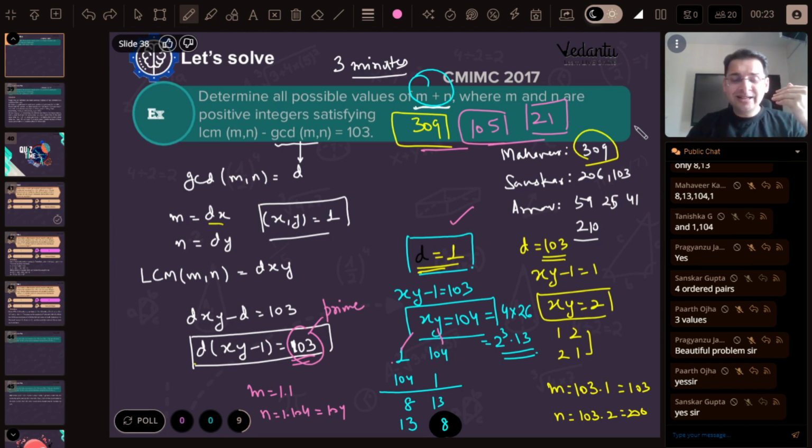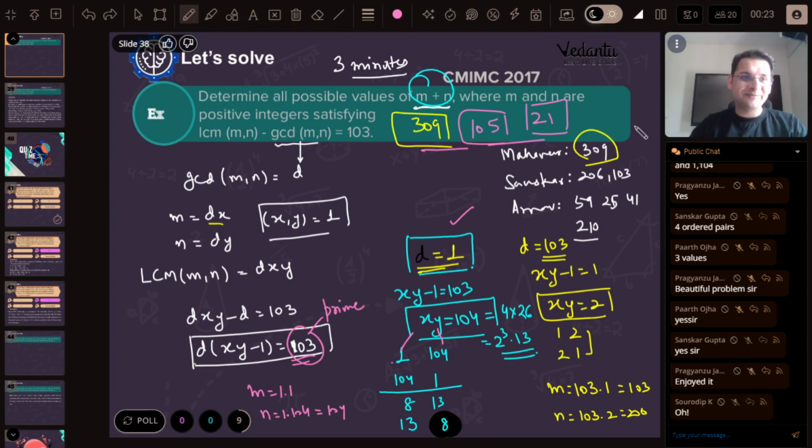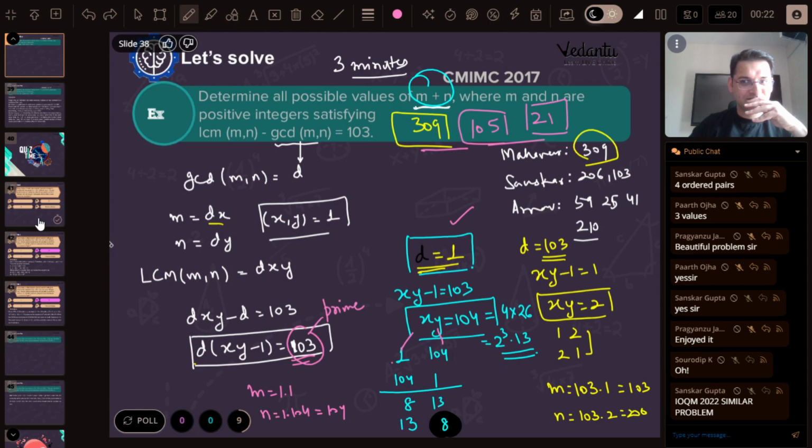And if you see the history of IOQM exams, it is these kind of problems only which have been coming. In 22, there were two problems based on this.